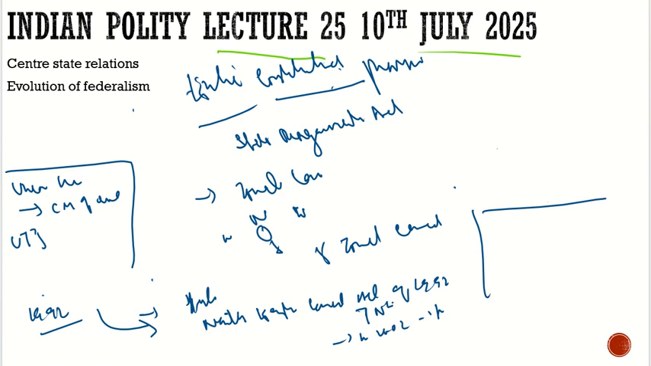What is the composition here? It is the governors and CMs and 3 members. They would be nominated by the president. And who will be the chairman? The chairman would be the one nominated by the President of India. So these zonal councils also act as a feature of cooperative federalism or consultative federalism.